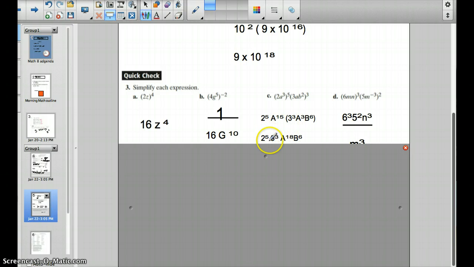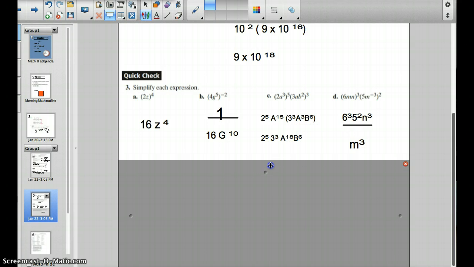Then we can rewrite it so we have all of our numbers together. So we have 2 to the 5th times 3 to the 3rd. We have a to the 15 times a to the 3rd, so we can add those. Because remember, we're not taking powers to powers here now. We're just multiplying a to the 15 times a to the 3rd, which combines to make a to the 18. And then b to the 6 drops down. And I would just leave that like that.